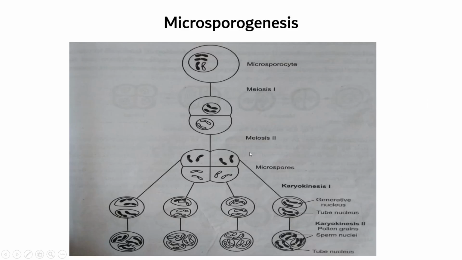Now in the process of microsporogenesis, this is the microsporocyte. Meiosis first results in the formation of two daughter cells. These two daughter cells in meiosis second develop the tetrad, 1, 2, 3, 4. The four pollen grains remain attached together. That condition is called tetrad. And when pollen grains become mature, they start their division for development of the male gametophyte. That's why they show sperm nuclei, and a tube nucleus is there.